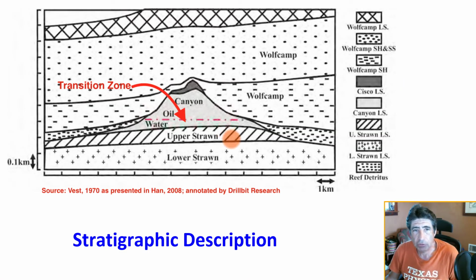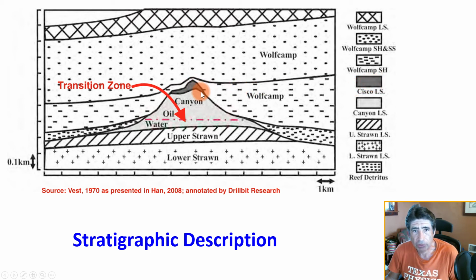Here is another cross-section of the Sacroc field. The location of the Sacroc field is in the center, precisely coincident with this promontory. In the upper part, we have the Wolfcamp shale. We're going to see rocks of that organic shale, and then the wells that are drilled here are on top of this promontory, and they go through, first of all, the Cisco limestone.